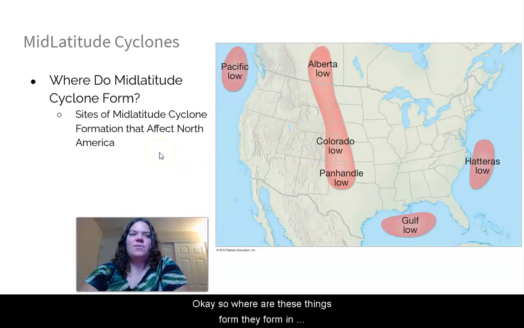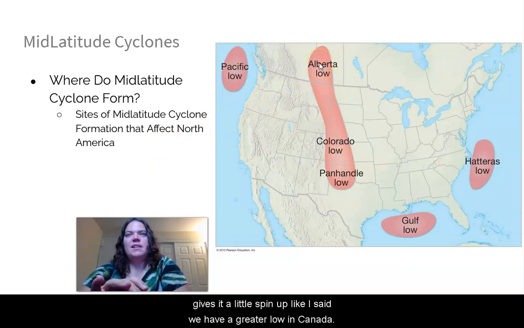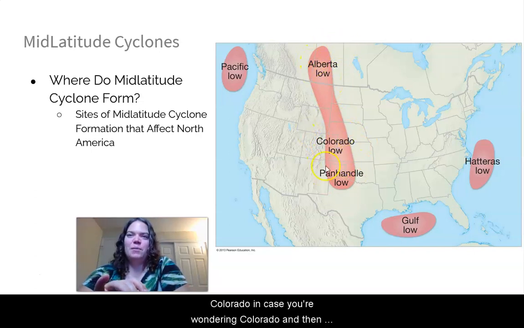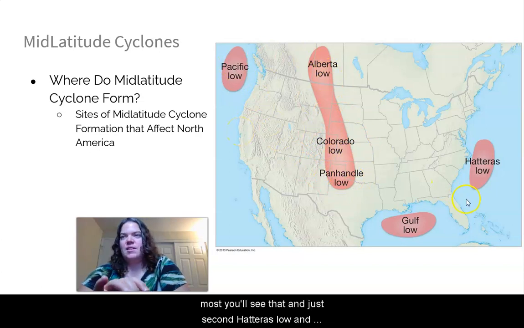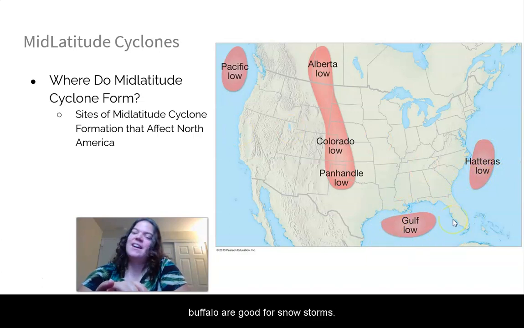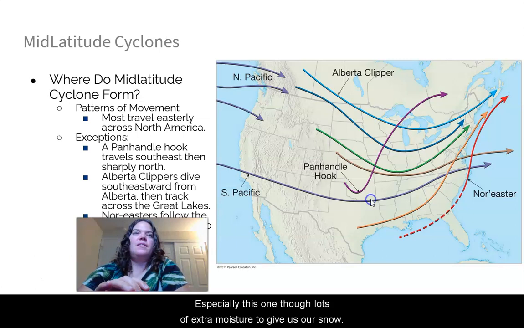Okay, so where do these things form? They form in these locations. These are all because of the Rockies, which give it a little spin up, like I said. So we have the Alberta Low, which is in Canada, the Colorado Low, in case you were wondering, and then the Panhandle Low. Pacific Low is what we get the very most. You'll see that in just a second. Hatteras Low and Gulf Low are good for snowstorms, yay! Especially this one, with lots of extra moisture to give us our snow.